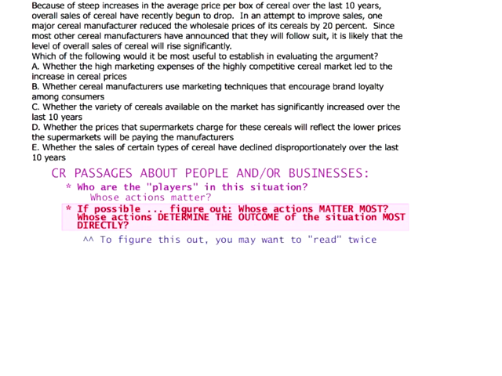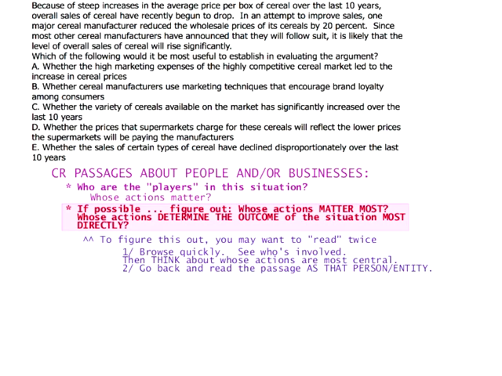Read in quotation marks, because it's not a thorough reading both times. The first time, just browse quickly, see who's involved, but don't worry too much about it. Then think about whose actions are most central. Then go back and read the passage as that person or entity. In other words, you might need to do two reads, where the second read is a little bit more thorough.